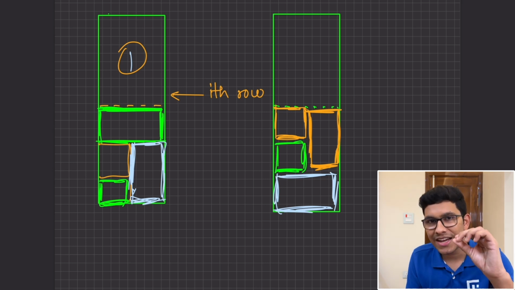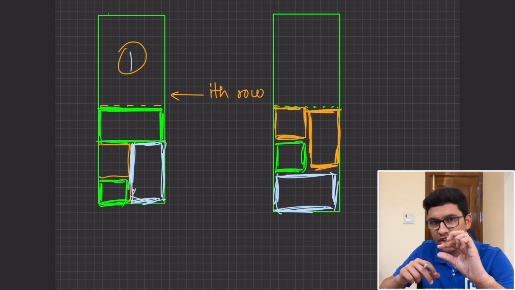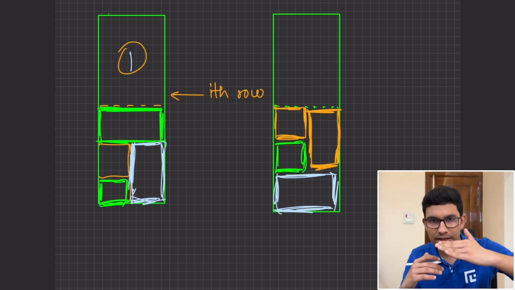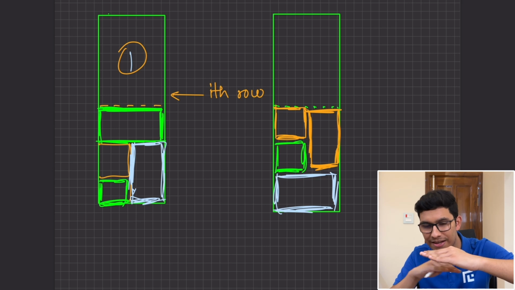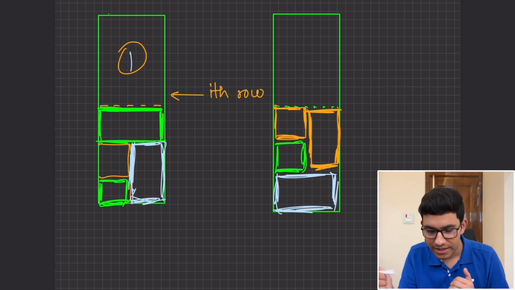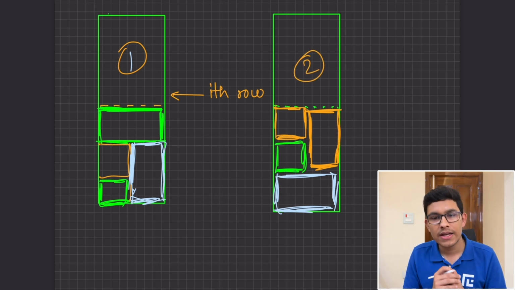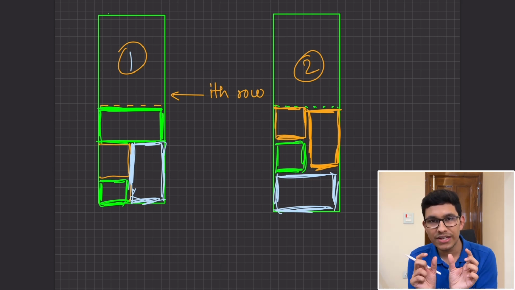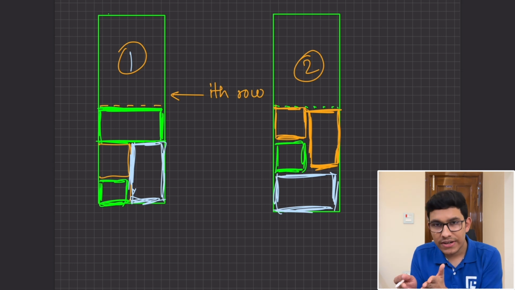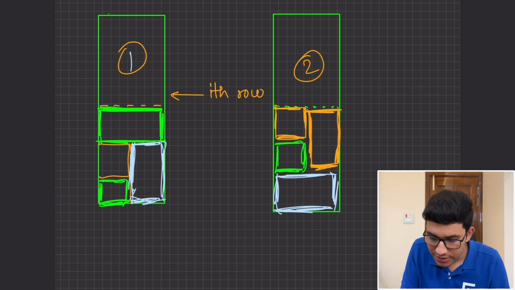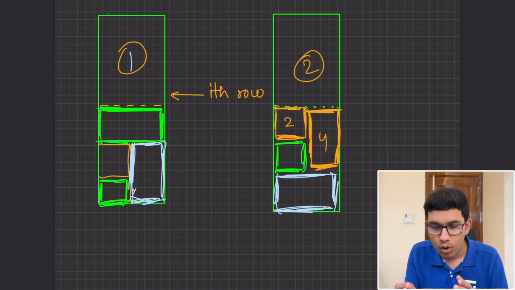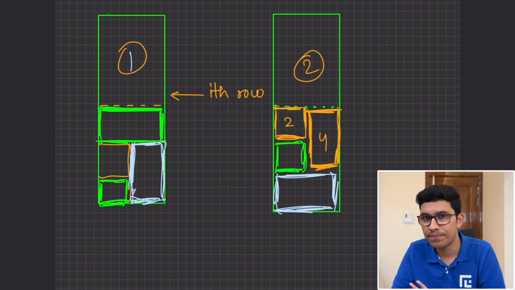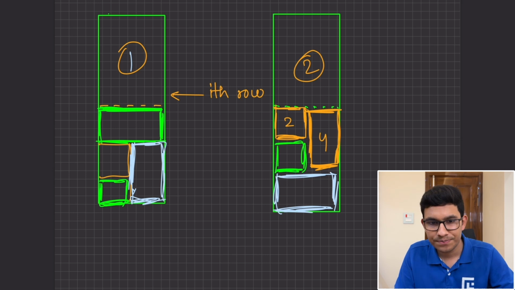So if you look at the ith row, you would see that there are so many different ways in which the same thing could happen, that the I minus 1th row is completely filled with a horizontal block. Similarly, in the second case, below the ith row, the I minus 1th row is filled with two vertical blocks. These vertical blocks could have different lengths. This could have a length of 2, this could have a length of 4. Or the first one could have a length of 5, the second one a length of 1. All of these are possibilities, right?